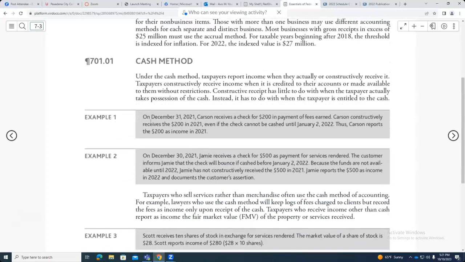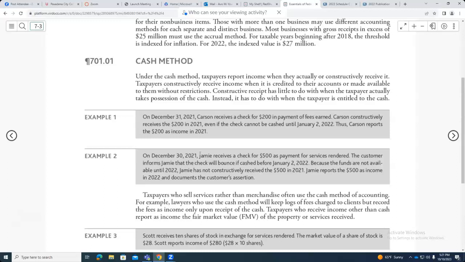So an example here is on December 31st, Carson receives a check for $200 in payment of fees earned. Carson constructively received the $200 in 2021, even if the check cannot be cashed until January 2nd. Therefore, Carson reports the $200 as income in 2021.